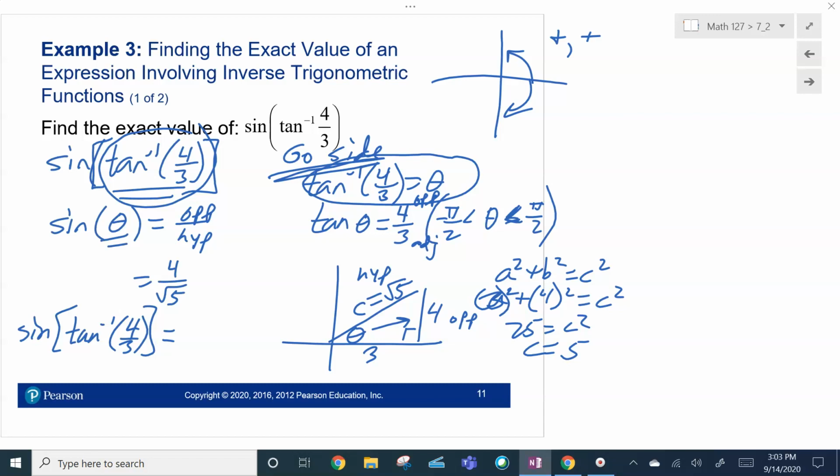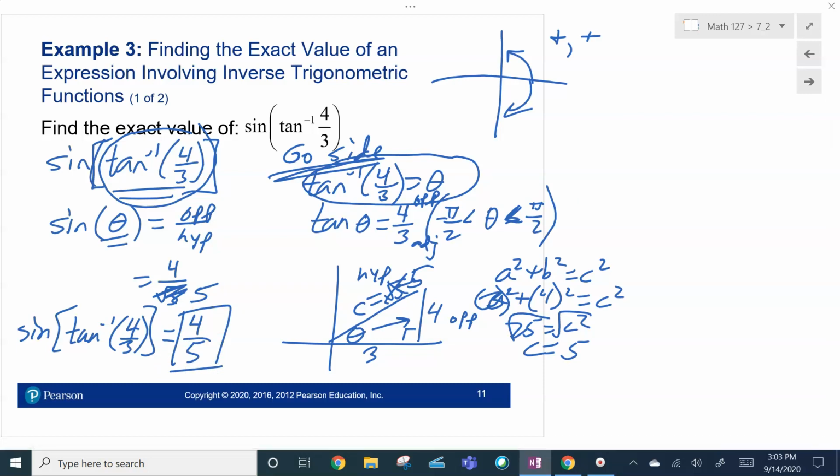Oh my gosh, you guys. The square root of 25 is just 5, not root 5. Sorry about that. 4/5. There we go. All right, so we got 4/5. So the sine of the arctangent of 4/3 is 4/5.